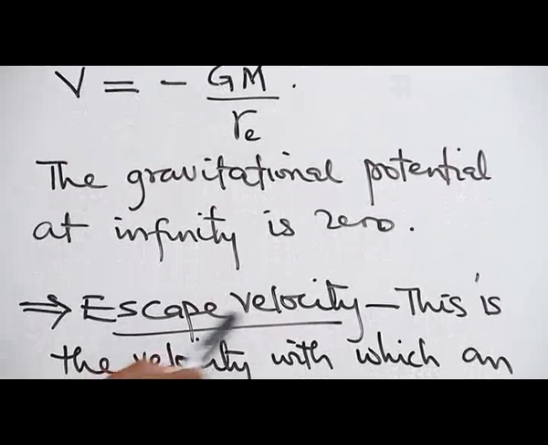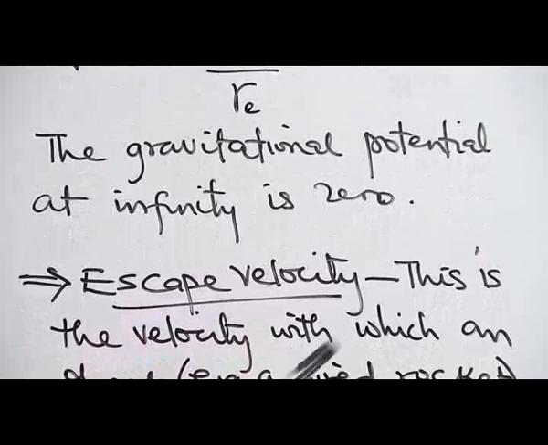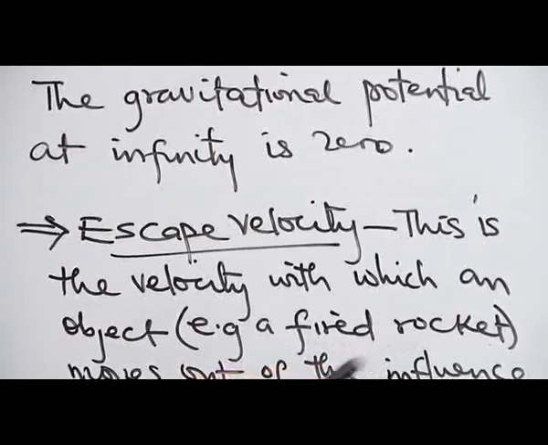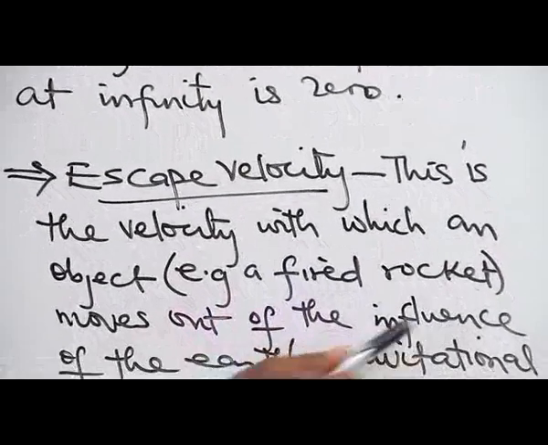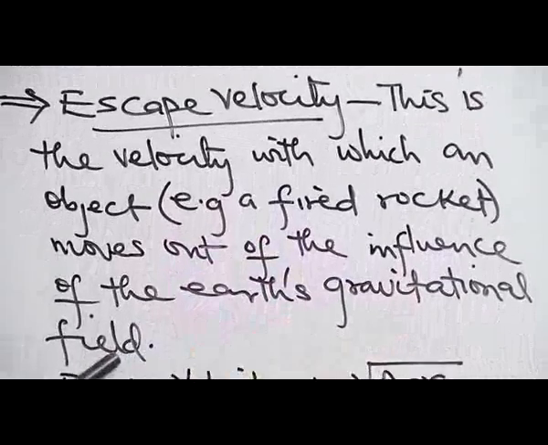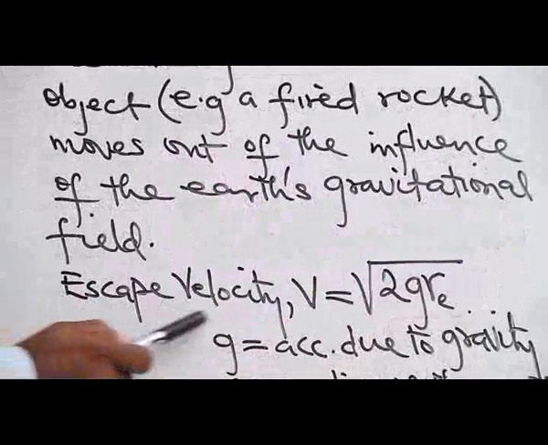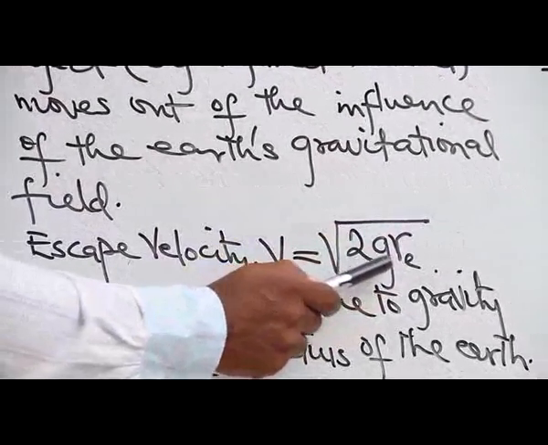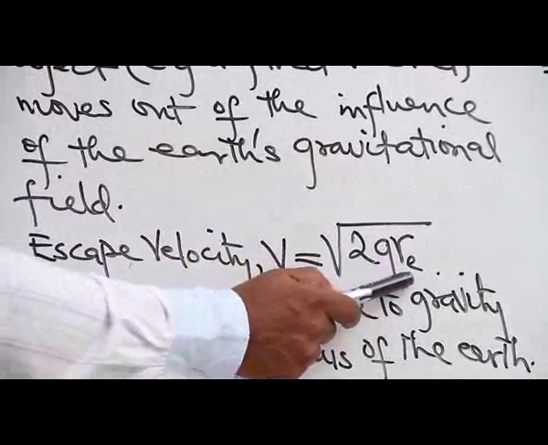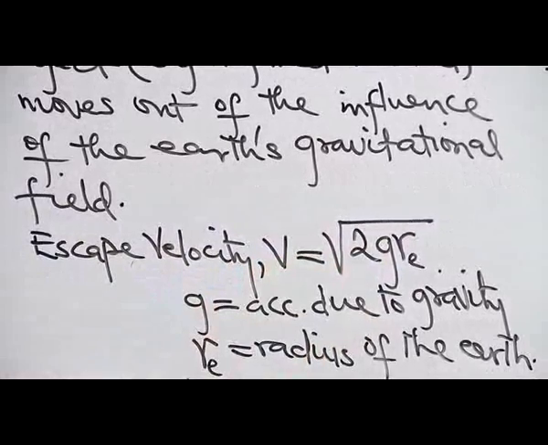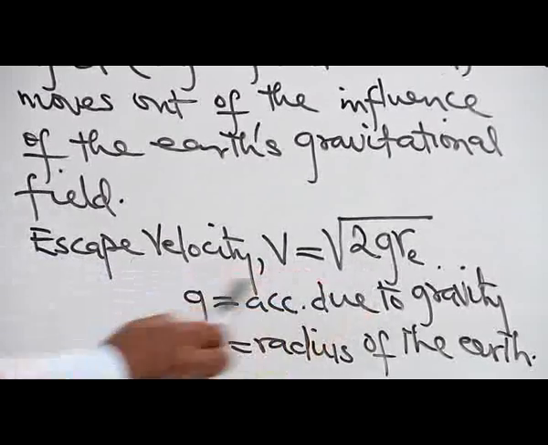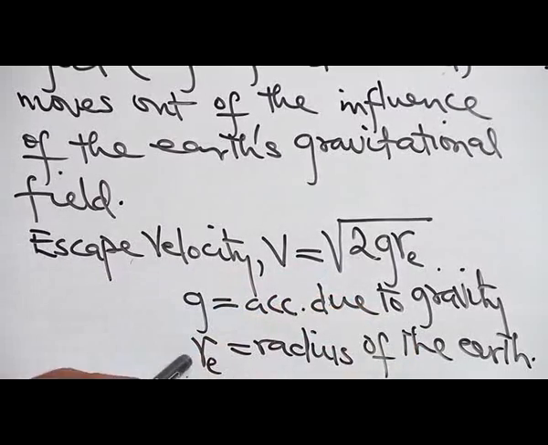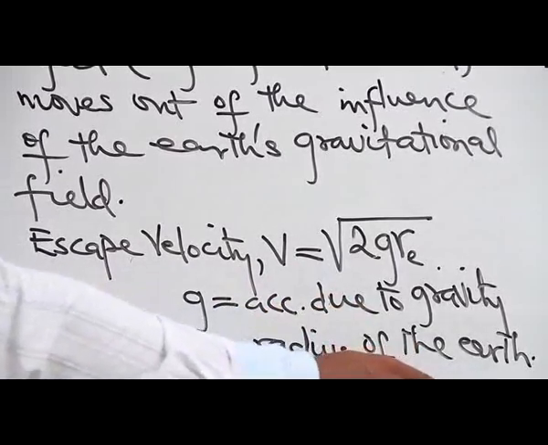Next is escape velocity of an object. This is the velocity with which an object, for example a fired rocket, moves out of the influence of the Earth's gravitational field, maybe to infinity. Escape velocity V is equal to the square root of 2 times acceleration due to gravity times the radius of the Earth. Here the letters are explained, where g is acceleration due to gravity and R sub E is the radius of the Earth.